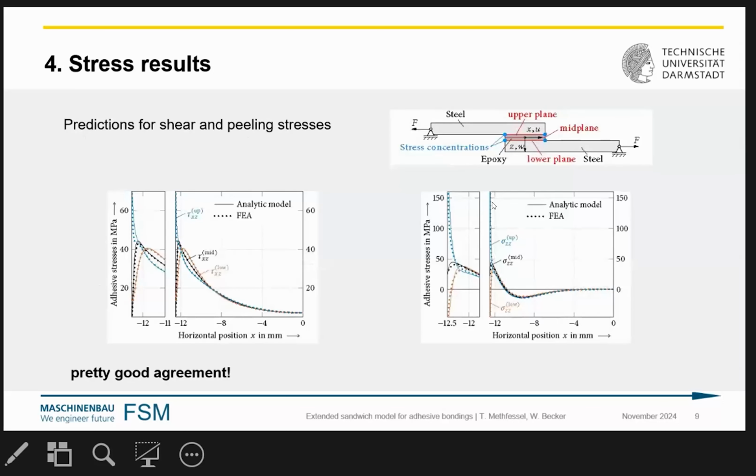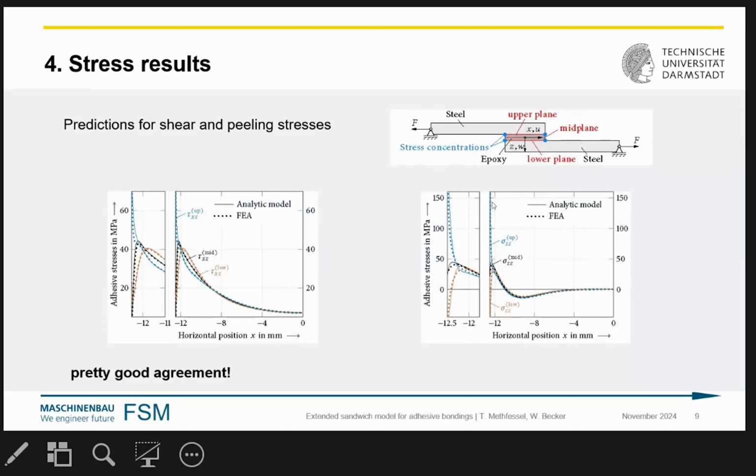And now let's look to some results for the situation of such a single lap shear specimen. Let's have a look at the resultant shear stresses starting from the left edge. That is given here on this diagram. The solid line curves are our predictions and the dots are the finite element results. And you see there's a pretty good correspondence. So our method is not bad, although it's a relatively simple approach.